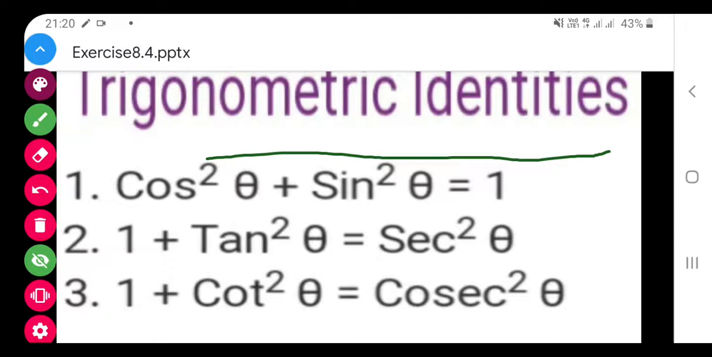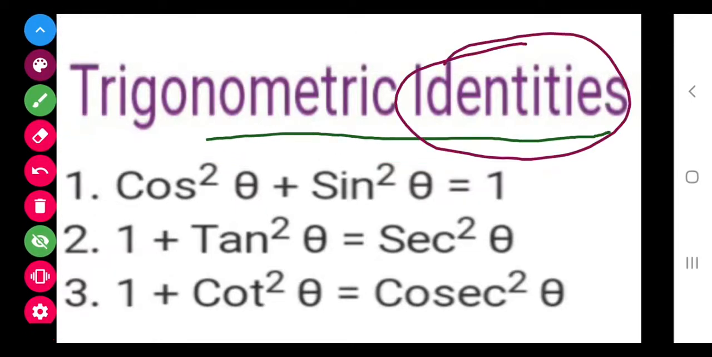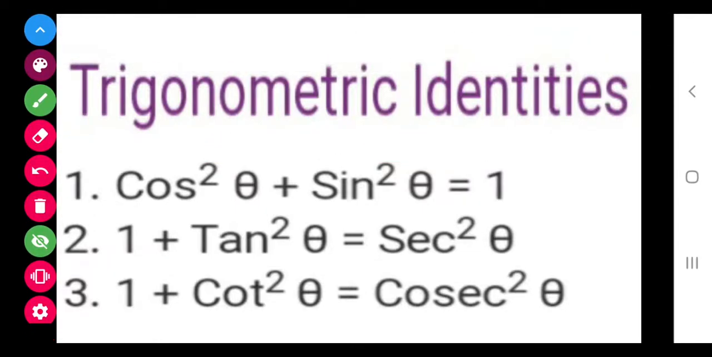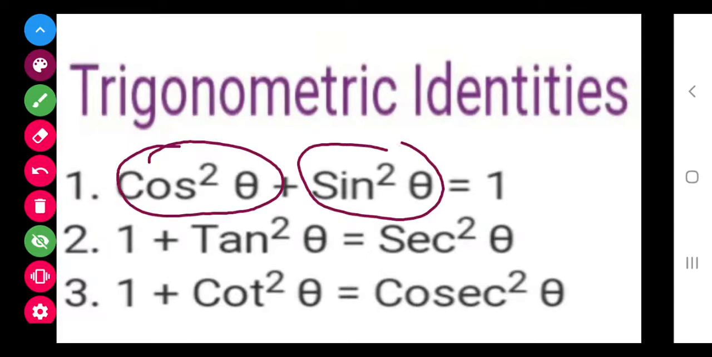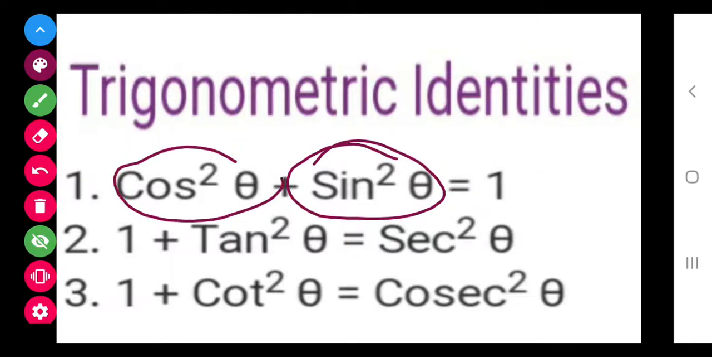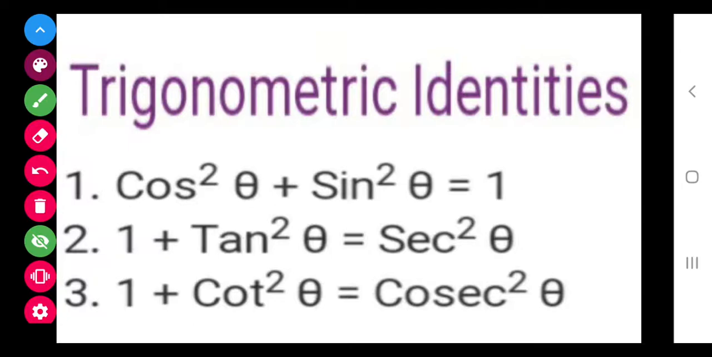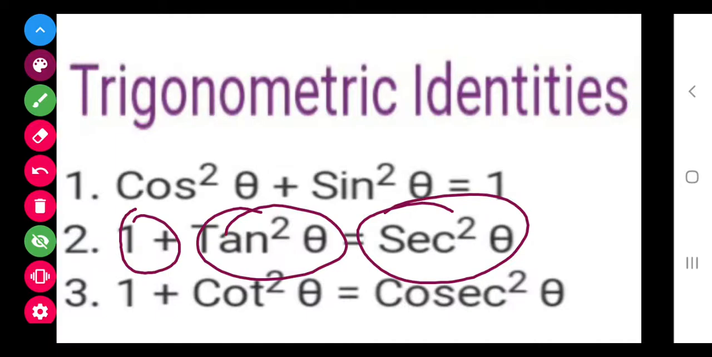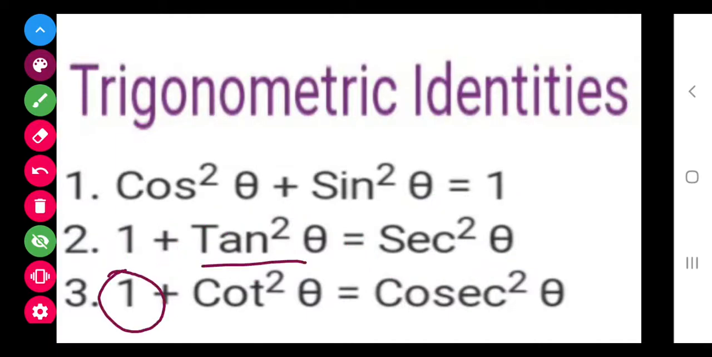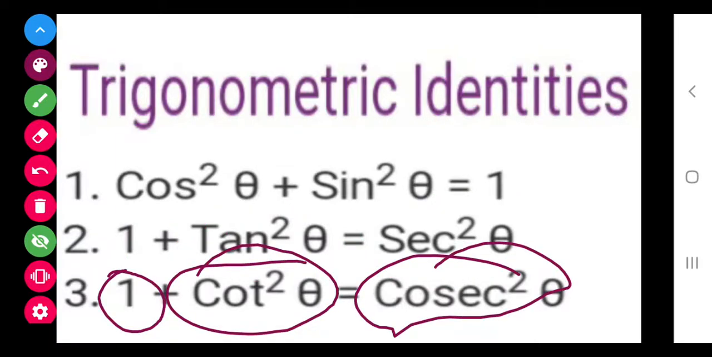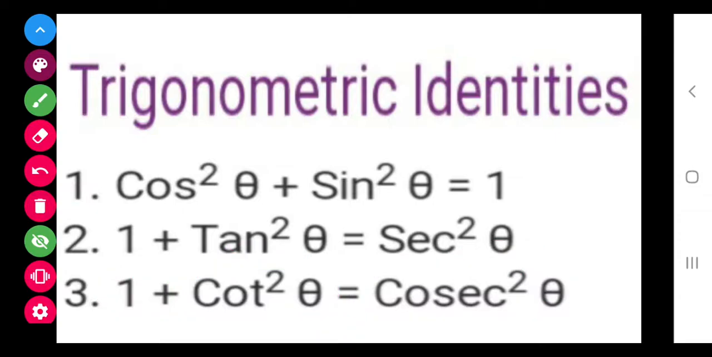So, class, talking about the identities, first is this formula: sine square theta plus cos square theta equals 1. Next is 1 plus tan square theta equals sec square theta. Next is 1 plus cot square theta equals cosec square theta. So class, these are three formulas for you to learn.